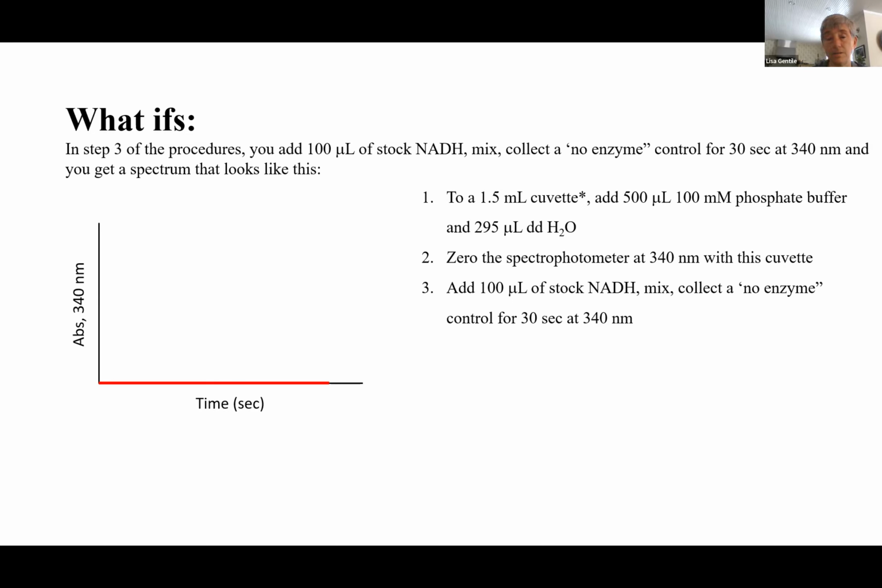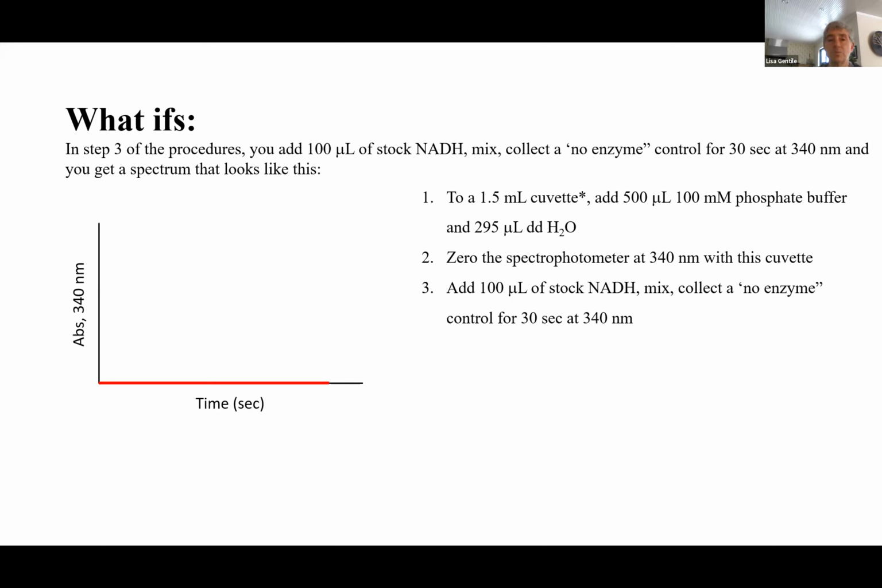The spec's set wrong, the cuvettes are in backwards, you don't have NADH. My students one day decided to pick up a bottle of DTT instead of NADH, and so doing this no enzyme control is a really good way to start, just to make sure that you've got all of your systems set and ready to go.